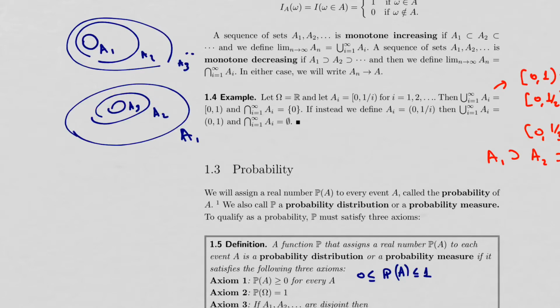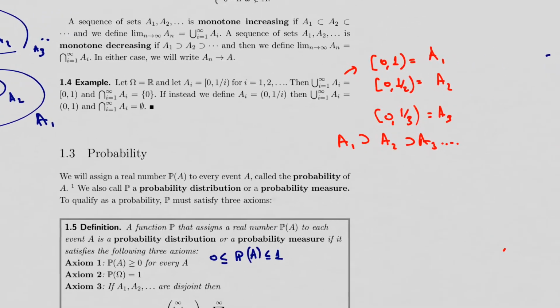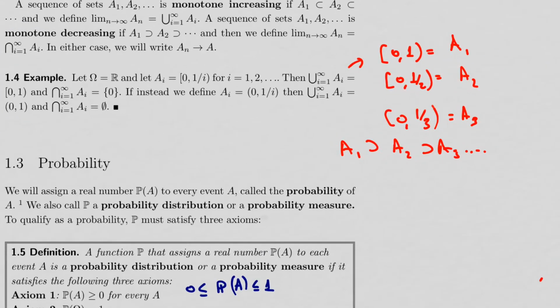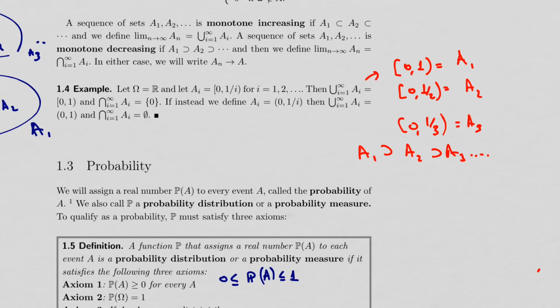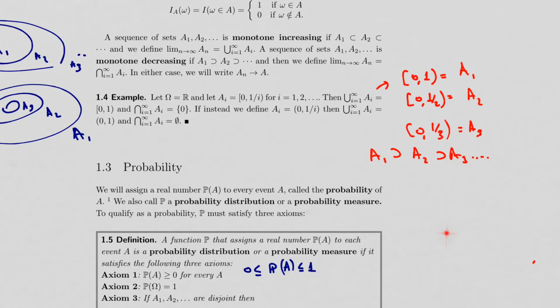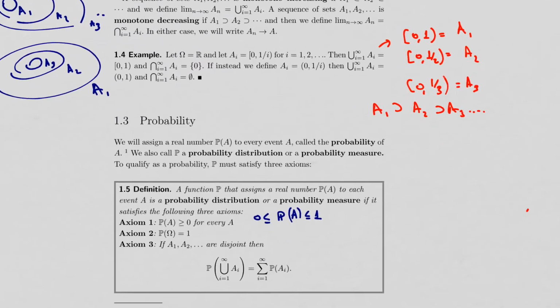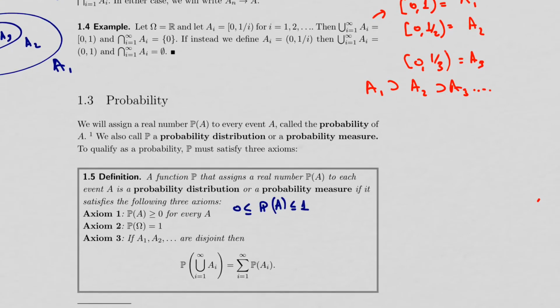It goes this way. To give an example, let's take A1 as interval 0, 1 including 0 and excluding 1, A2 as interval 0 to 1 over 2 including 0 excluding 1 over 2. It goes this way. In this case we see clearly that A1 includes A2 and it goes this way. So the intersection of AI is going to be just element 0.